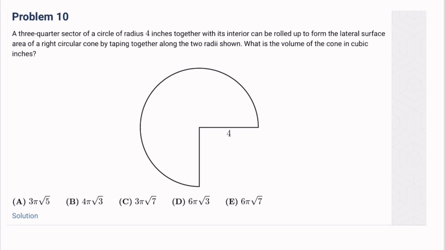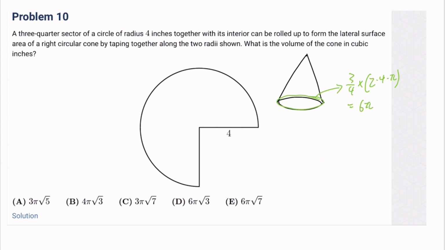Okay, so if we make a cone out of this, then it will look something like this. And if you see this whole circumference will be equal to this length right here, right? So the circumference of the cone will be equal to 3/4 the circumference of the circle, right? So this much will be 3/4 times 2 times 4 times pi. So this equals 6 pi, right? Okay, so this is 6 pi.